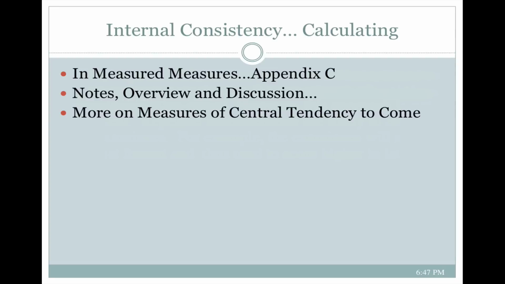The math folks out there will, no doubt, enjoy looking at that. And we'll be looking more at other measures of central tendency in the next few weeks in the course as well.